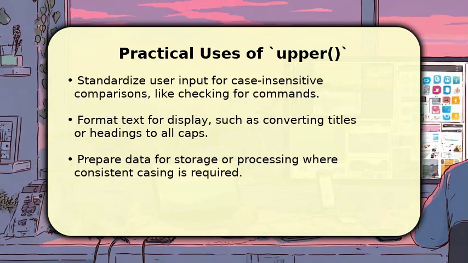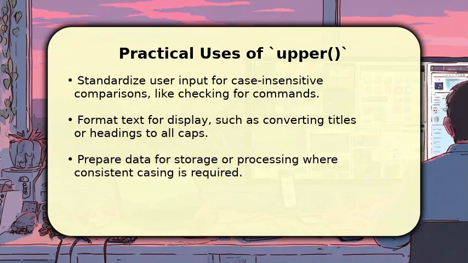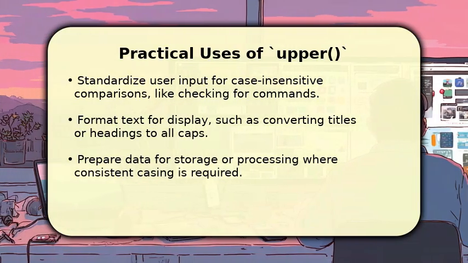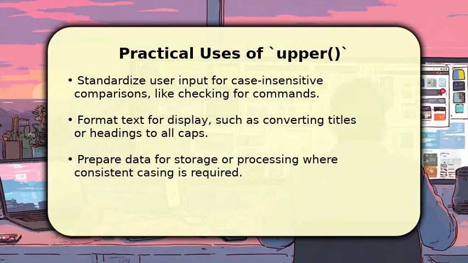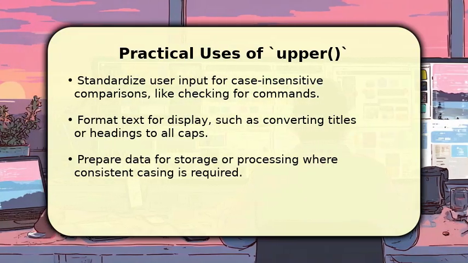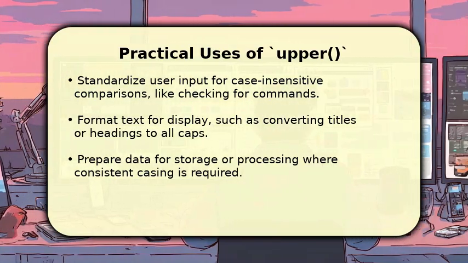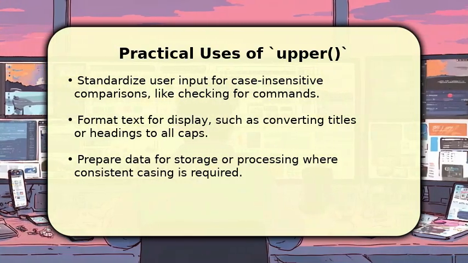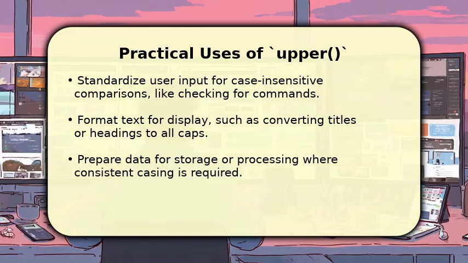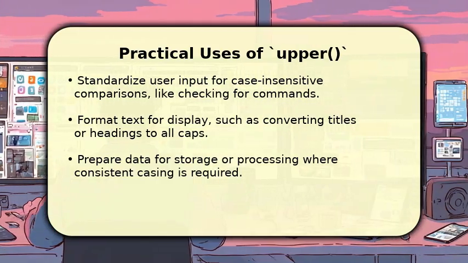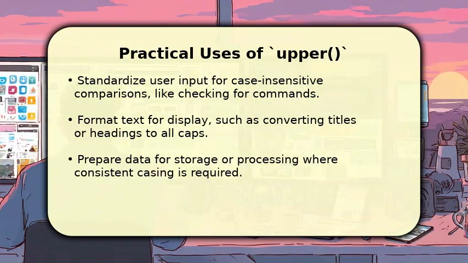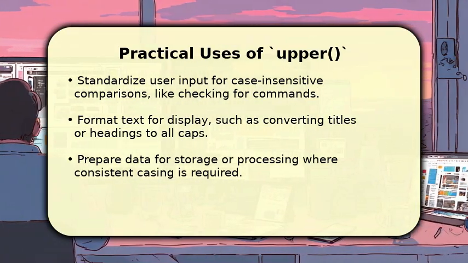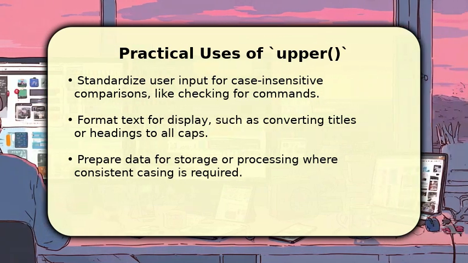The upper function has numerous practical applications in your Python projects. One common use is standardizing user input, allowing you to perform case-insensitive comparisons. For example, if a user types quit or QUIT, converting their input to uppercase ensures your program recognizes it consistently. It's also excellent for formatting text, like converting titles or headings to all capital letters for visual emphasis. Furthermore, it helps prepare data for storage or processing, ensuring uniformity across your datasets.